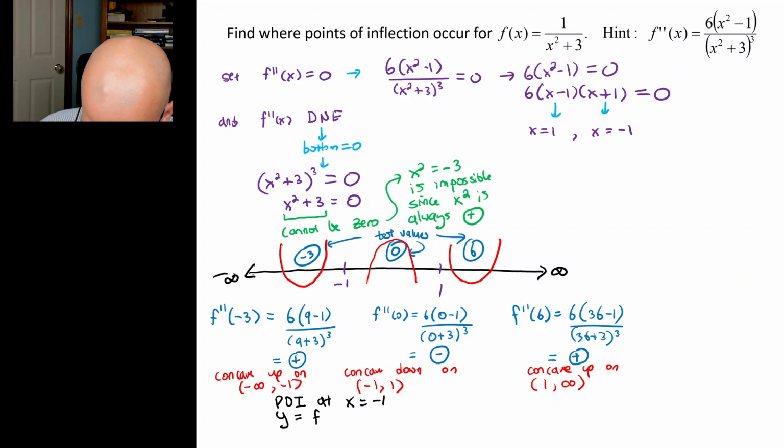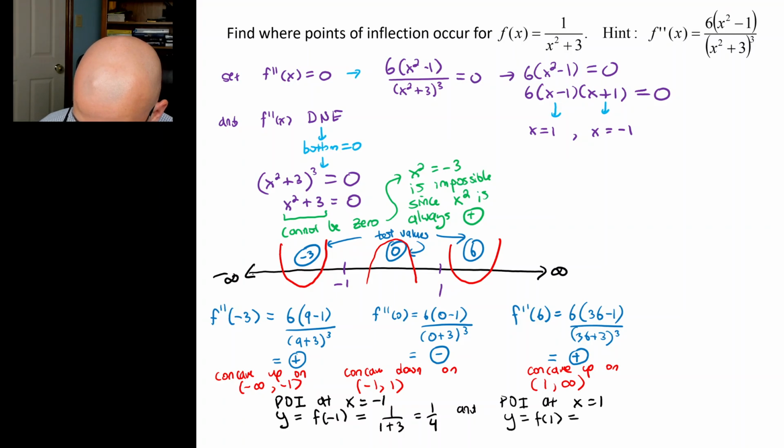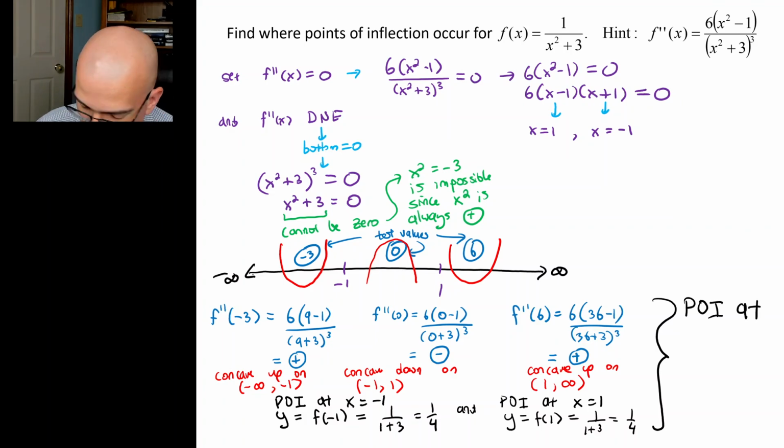y equals f of negative 1, which is 1 over negative 1 squared plus 3, so 1 over 4. And POI at x equals 1, y equals f of 1, which is 1 over 1 plus 3, 1 over 4. So I'll just summarize all that. We have two points of inflection. One of them is at negative 1 comma 1 over 4 and the other at positive 1 comma 1 over 4.